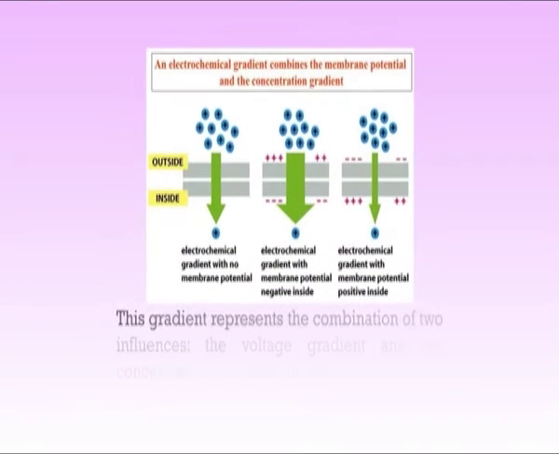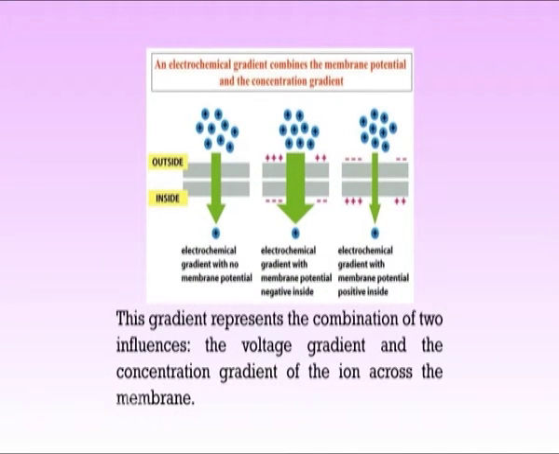The flow of an ion through a membrane channel protein is driven by the electrochemical gradient for that ion. This gradient represents the combination of two influences, the voltage gradient and the concentration gradient of the ion across the membrane. When these two influences just about balance each other, the electrochemical gradient is 0 and there is no net flow of the ion through the channel.